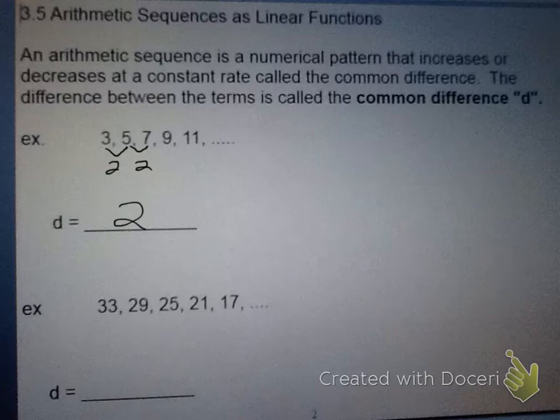In this next example, 33 to 29, we subtracted 4. And from 29 to 25, we subtracted 4. From 25 to 21, we subtracted 4. So our common difference is negative 4.